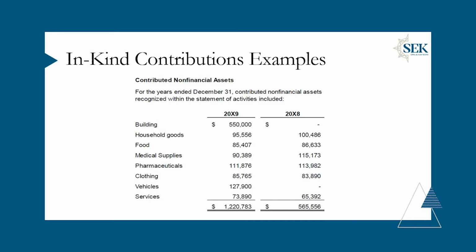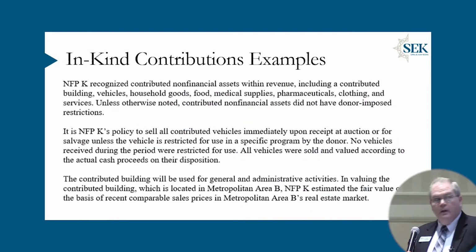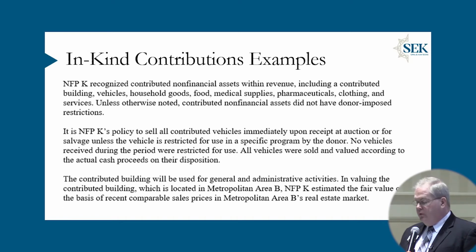Here's an example of non-financial contributed assets quantitatively, and then there's qualitative information also. You can see in this example they got a building and housing goods. It basically shows what assets they received and the dollar value assigned to those assets. Along with that, you're going to have to put some qualitative information to disclose what you did with those assets and how you used those assets.